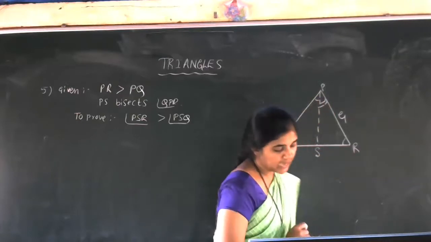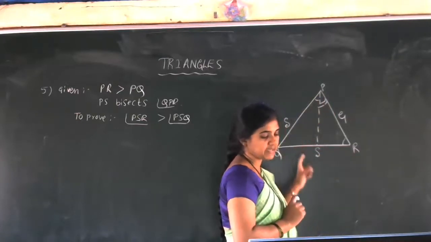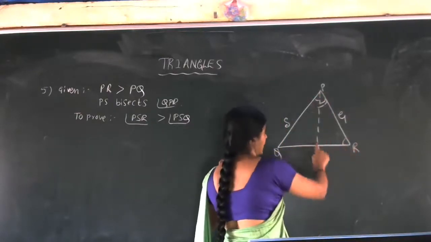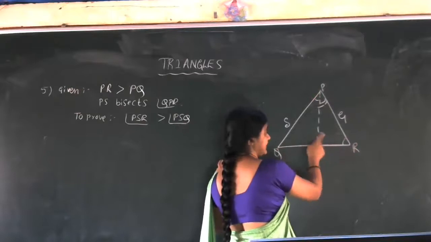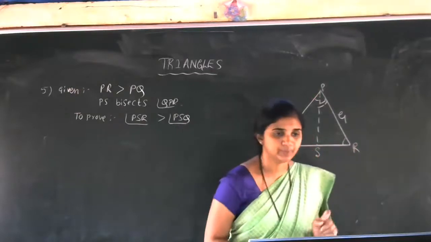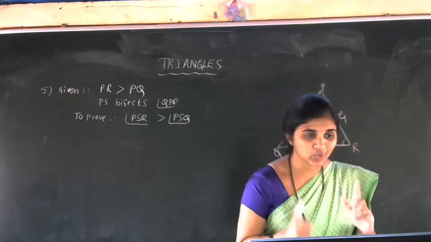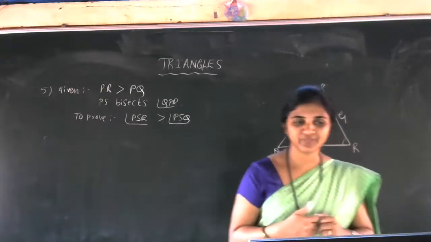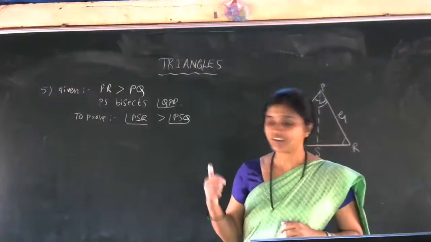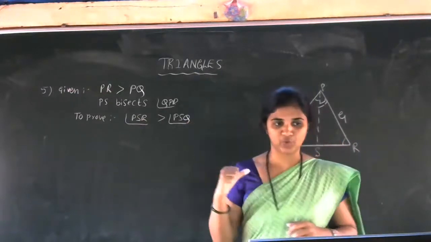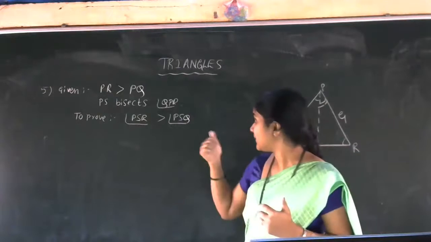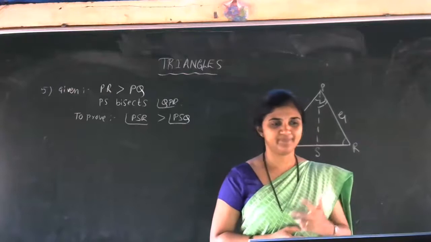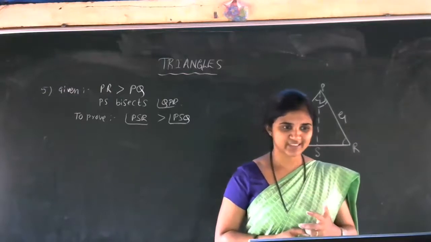Next, prove that angle PSR is greater than angle PSQ. This angle is greater compared to this angle, we have to show. Yes, given and to prove, you have to keep it in mind. So what do we have to do to reach the proof? Given data, got the idea now? PR is greater than PQ, and one more data is given that PS bisects QPR. Yes, which is the first step?